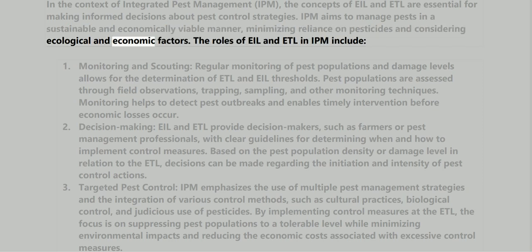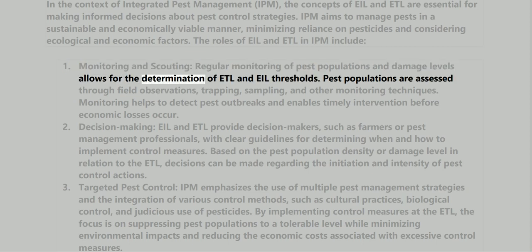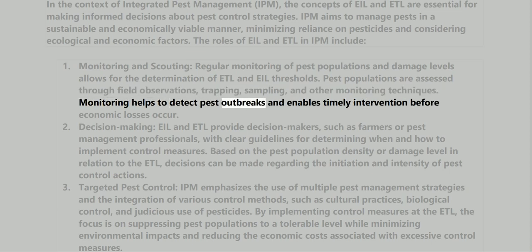The roles of EIL and ETL in IPM include: 1. Monitoring and scouting. Regular monitoring of pest populations and damage levels allows for the determination of ETL and EIL thresholds. Pest populations are assessed through field observations, trapping, sampling, and other monitoring techniques. Monitoring helps to detect pest outbreaks and enables timely intervention before economic losses occur.